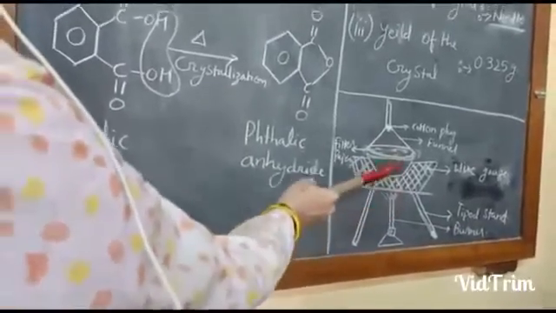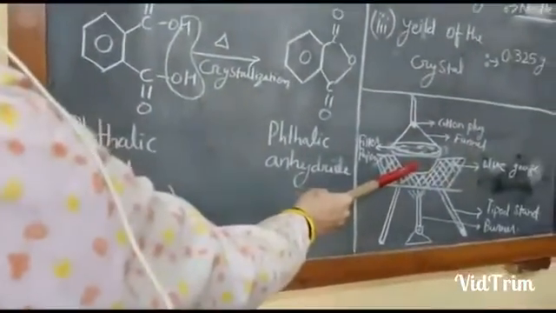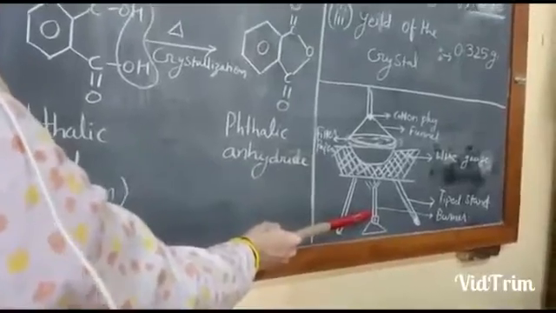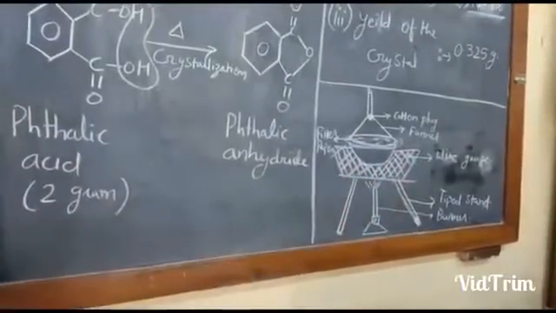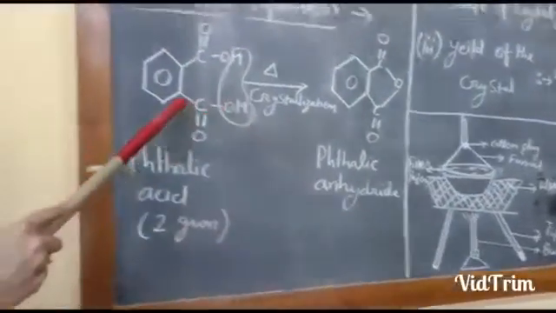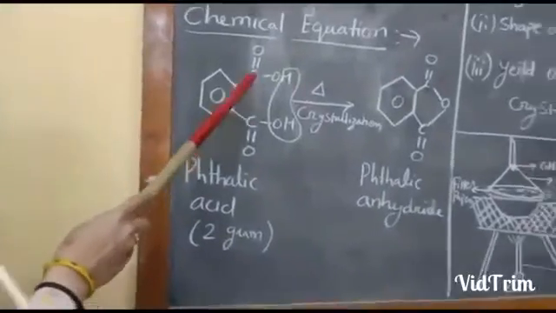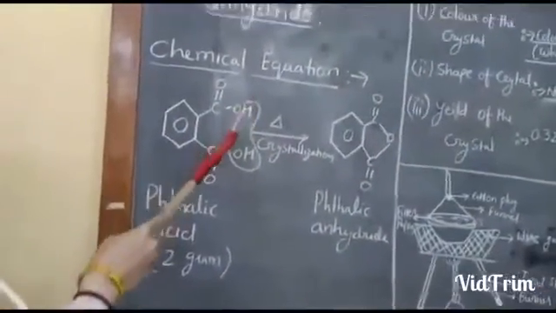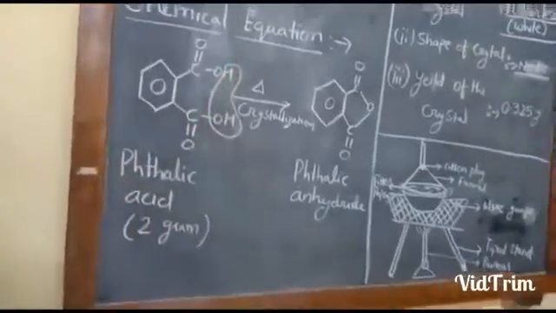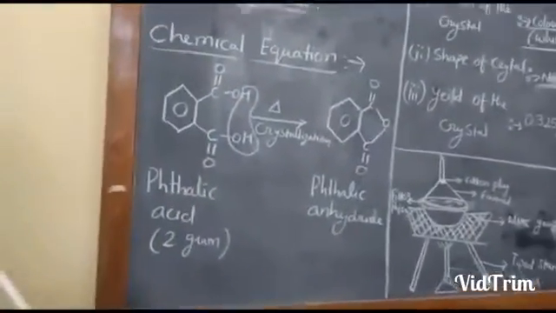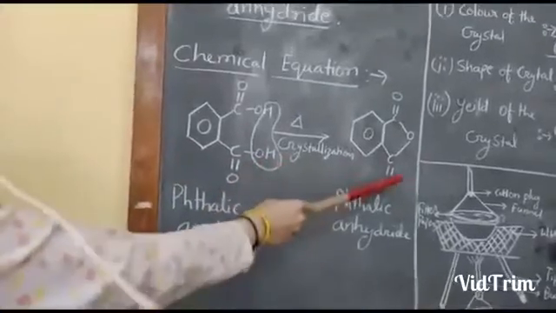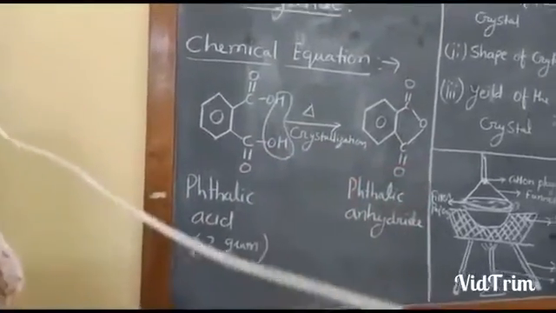And then this phthalic acid 2 gram which is filled inside this china bowl should be slowly heated at low flame for about 5 minutes. Now look at this reaction. Here, on heating of phthalic acid, one water molecule is eliminated during the process of crystallization, and due to removal of this water, this phthalic anhydride is produced.